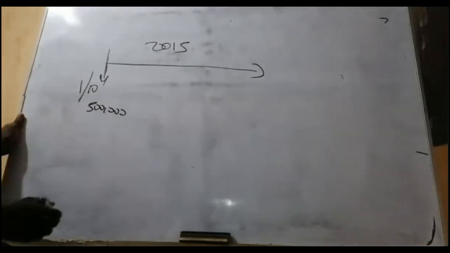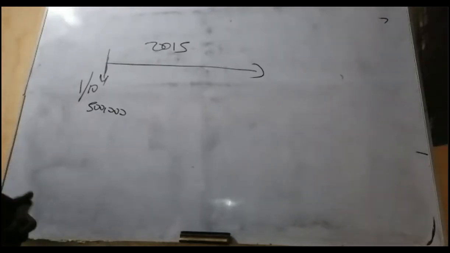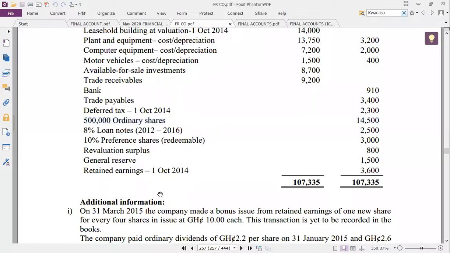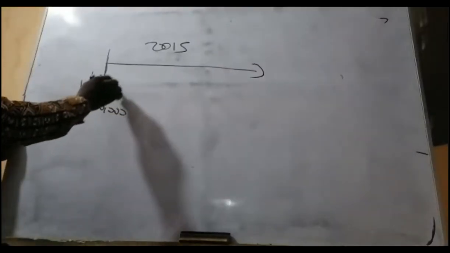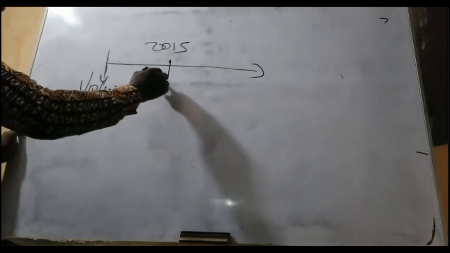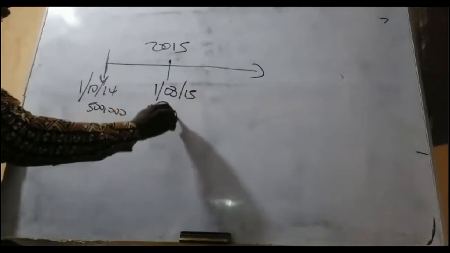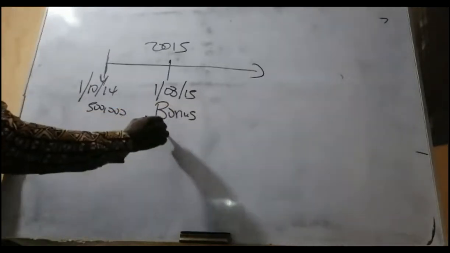Along the line, March 2015. In fact, this will be 2014. This date is 1st October 2014. This is the whole 2015 year. So around March 2015, they issue bonus shares. So bonus, just like 1 for 4.